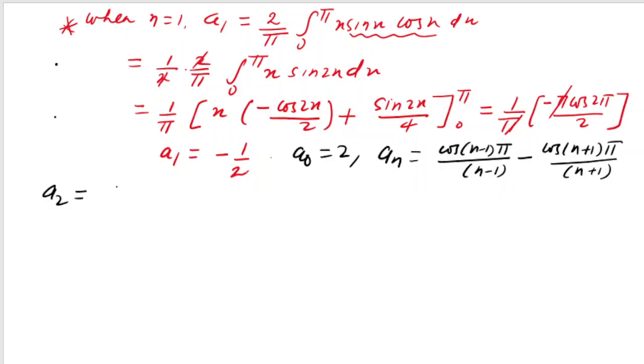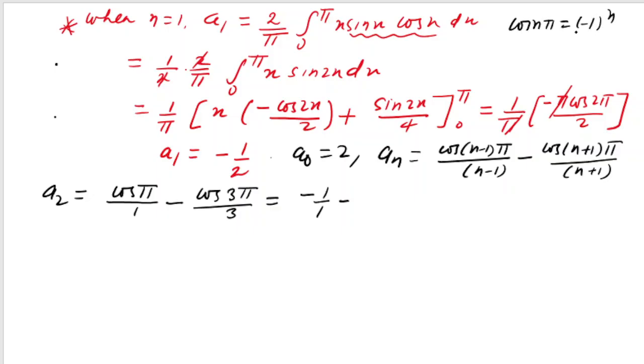So I will get cos pi divided by 2 minus 1, which is 1, and minus cos 1 plus 1. I am taking 2, because 1 I already have calculated. So 2 plus 1 is 3, pi by 3. Now how much is this? Cos pi is minus 1 by 1, and cos 3 pi is also minus 1. I hope you understand that cos n pi is minus 1 to the power n. So this will be minus 1 if n is odd, and this will be 1 if n is even. So that is what we are using.